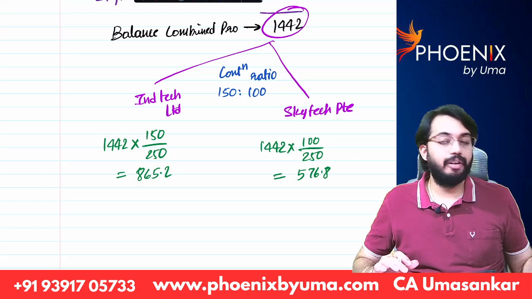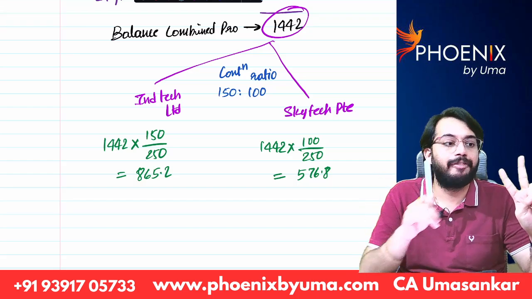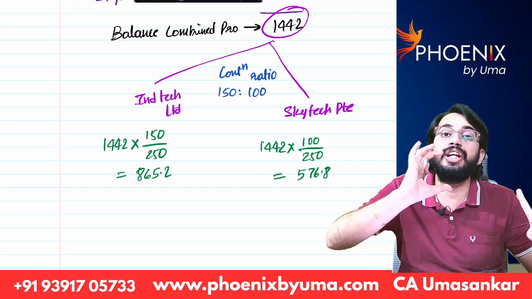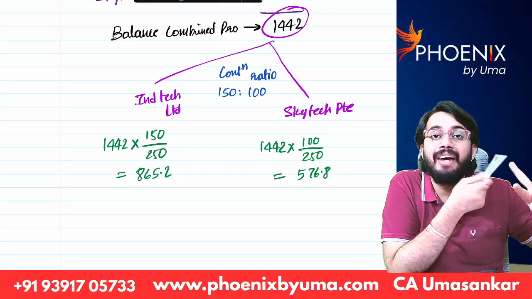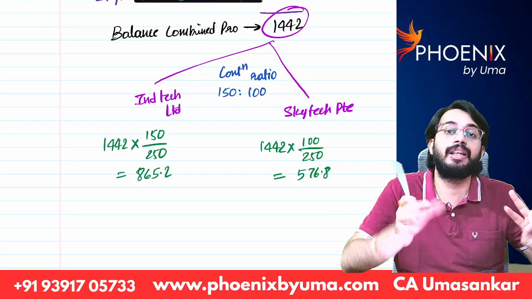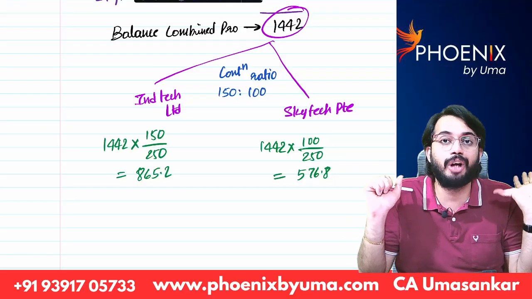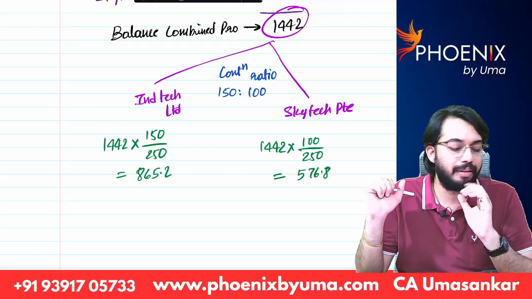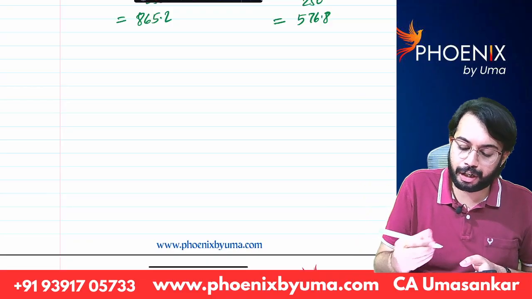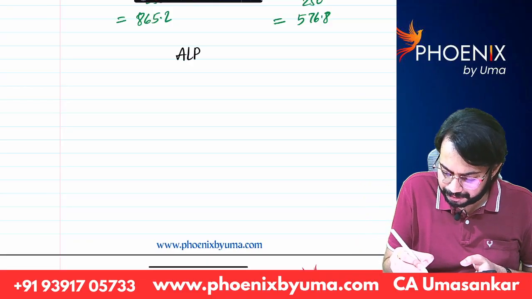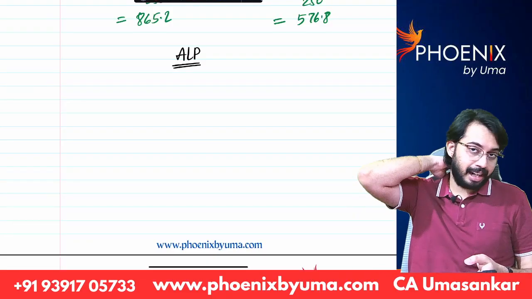See, two levels of profit. First level of profit is at individual level. If they are sold independently, how much is the profit? Second level of profit is combined profit. That combined profit is apportioned based on contribution ratio. Okay. Now, we are going to calculate arm's length price. Shall we calculate arm's length price?